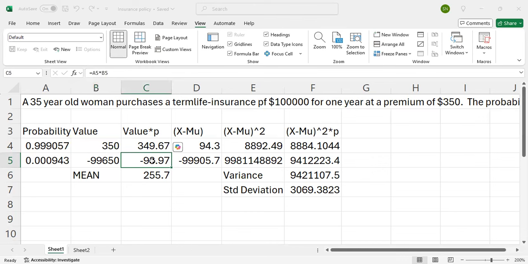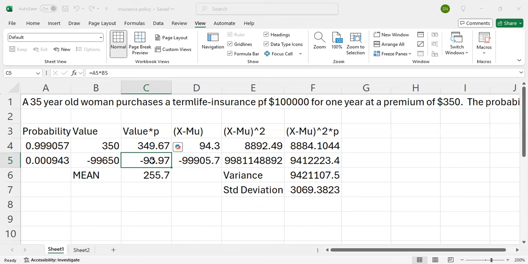93.97. So in column C, I'm multiplying the value of each event with the corresponding probability. Value for the first one is 350, value for the second one, for the insurance company, it's a loss, therefore it is negative because it's going out through the door, is minus 99,650. Do not think about 100,000 because at the beginning of the year, they got 350. So the net loss in that case is minus 99,650.